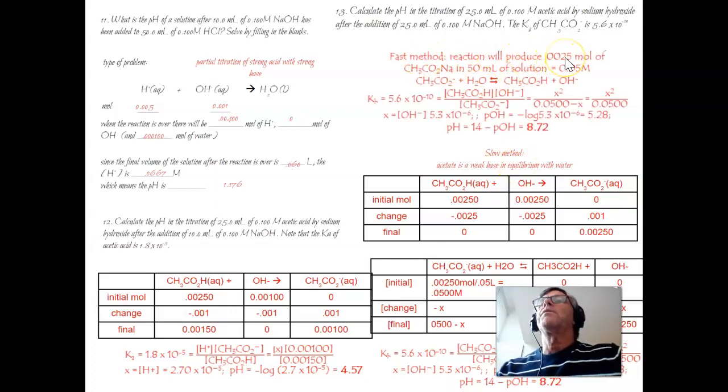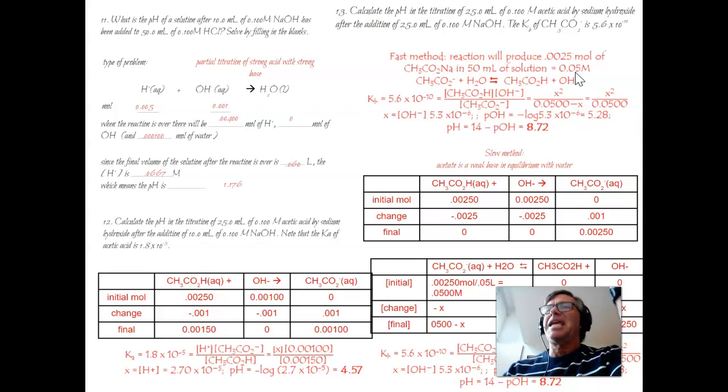Here's a much faster method to do it. You're going to get 0.0025 moles of acetate in 50 mils of solution. That's 0.05 liters, so it's 0.05 moles per liter, the concentration of acetate. You can't really solve this by the Henderson-Hasselbalch, I don't think, right? All you have is acetate.